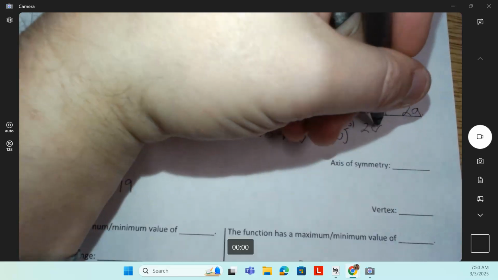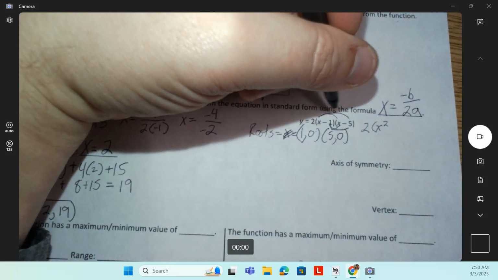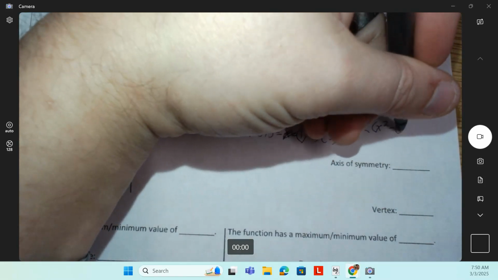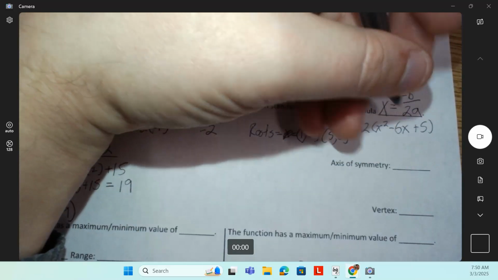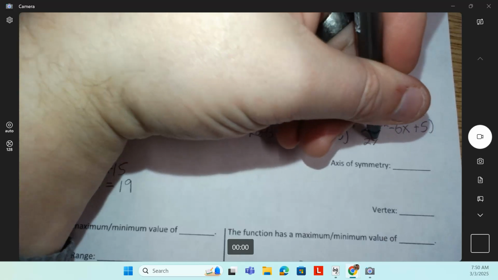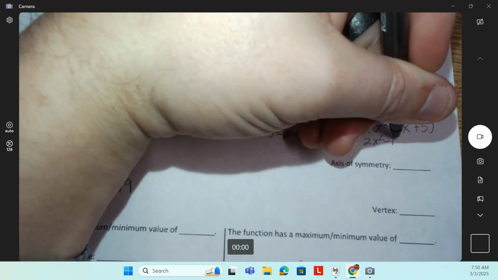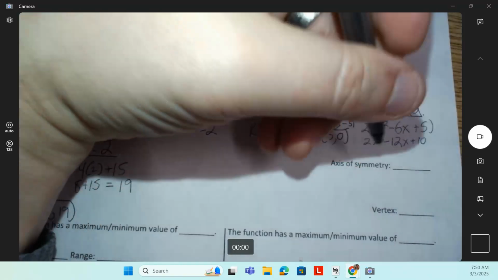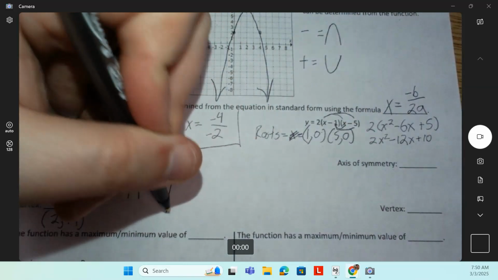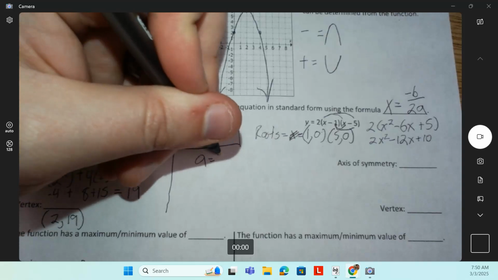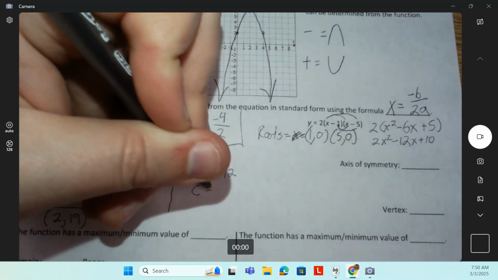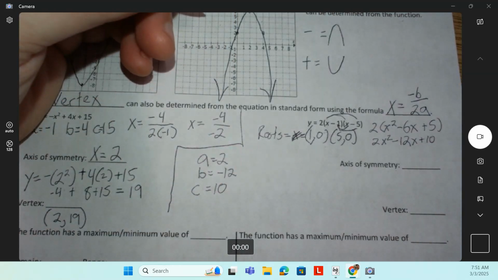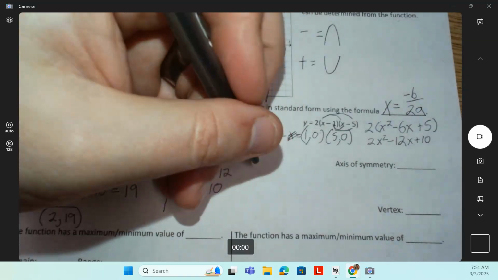So x squared, and then a negative 5 and a negative 1 gives me negative 6x plus 5. And we'll multiply all that by 2. So I get 2x squared minus 12x plus 10. And I'm going to come over here. A value is going to be 2, B value negative 12, and C value that we're not really using right now is 10. So we'll plug in this formula once again.